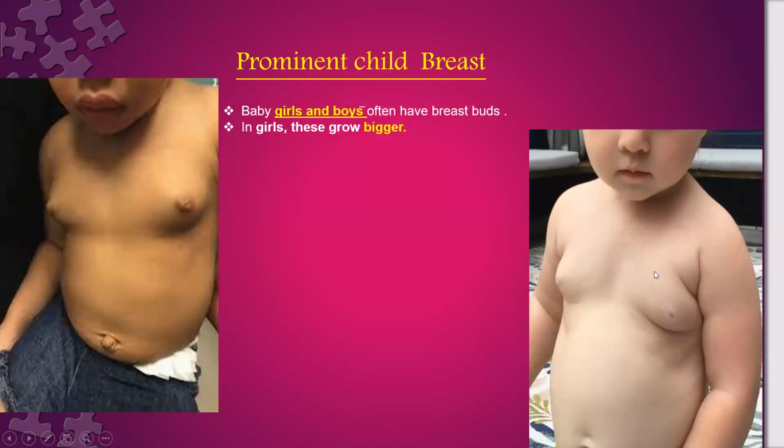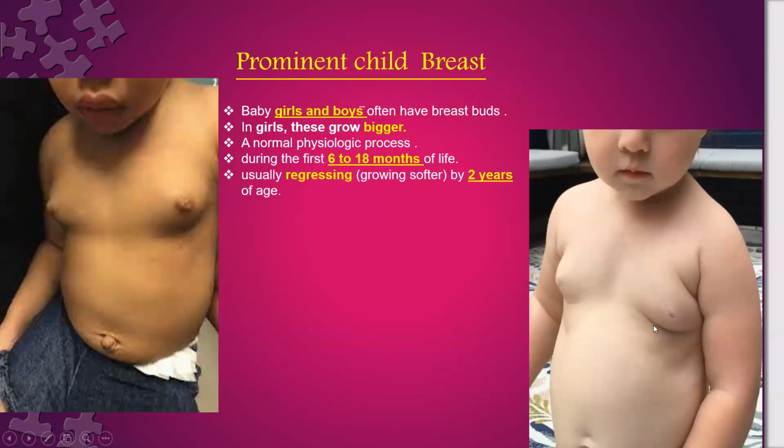This is a child girl and this is a child boy having prominent breast tissue. Both of them having prominent breast tissue, baby girl and baby boy. But usually this is a little bit larger in baby girls, which is a normal physiological process, and can happen after 6 months up to 2 years. And then it regresses and can be associated with follicular cyst.